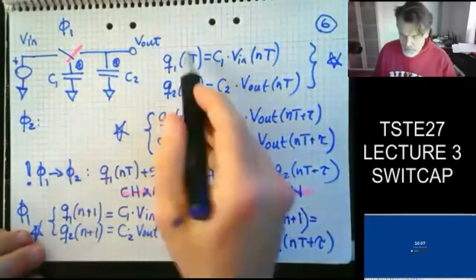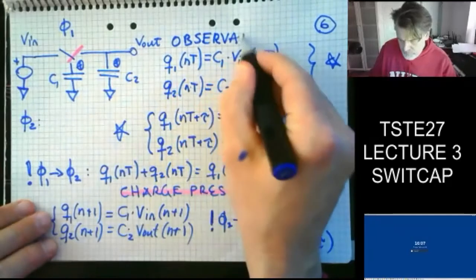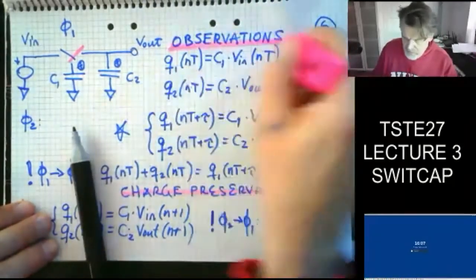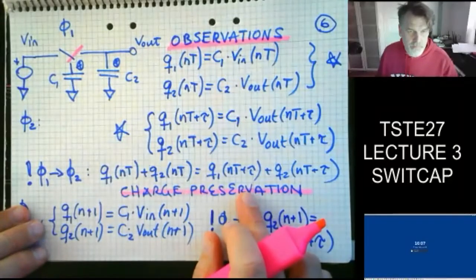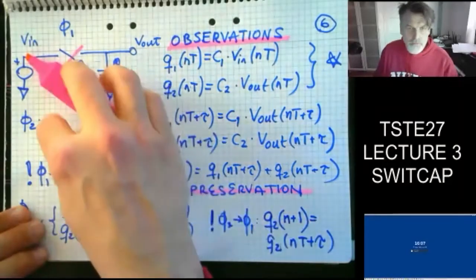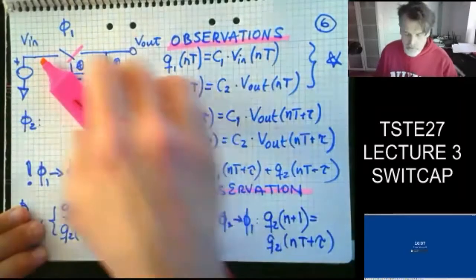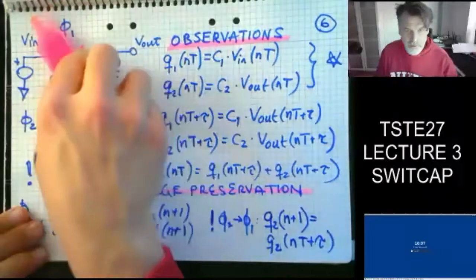So, observations in each phase. And then you do charge preservation between the phases. And then I have to toggle from one side to the other and back. So that gives me 3 observations. And I have 2 transitions. So I need 2 charge preservation equations.